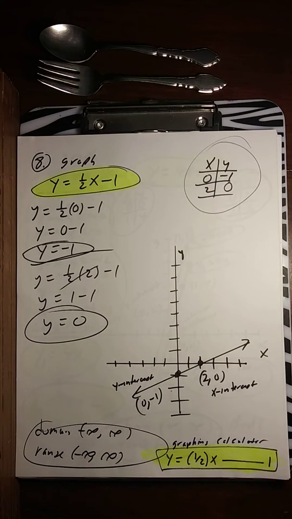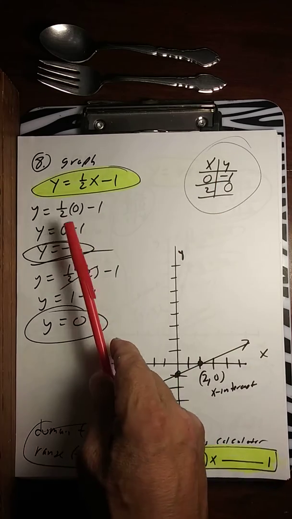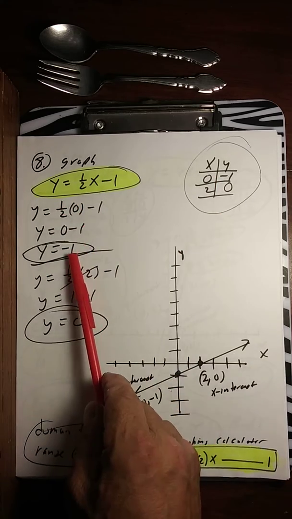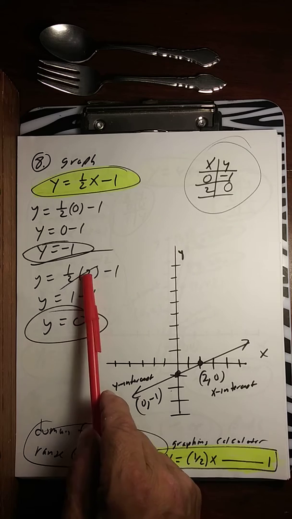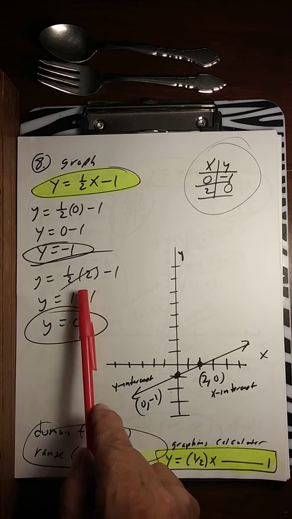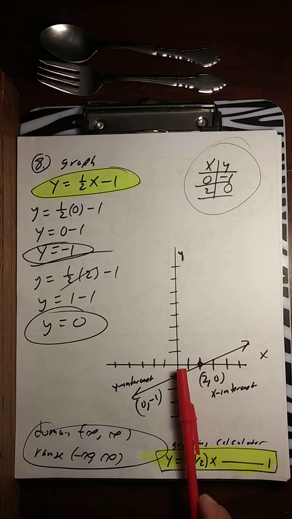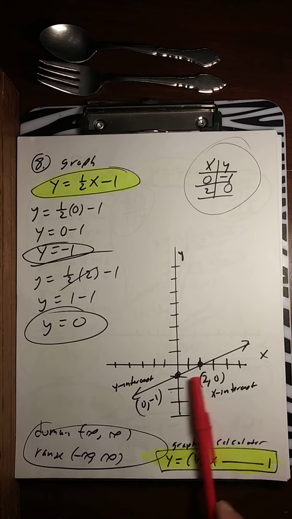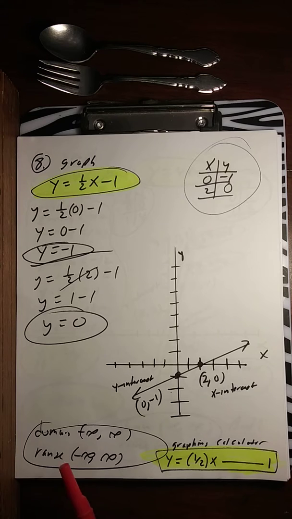Y equals 1/2 x minus 1. Put some numbers. 0 in there. 0 times that, 0 minus 1, negative 1. Put a 2 in there. 1/2 of 2, the 2's cancel. 1 minus 1 is 0. So now we have 0 and negative 1, and we have 2 and 0. Connect the dots. Okay. Domain is negative infinity to infinity. Range is negative infinity to infinity.